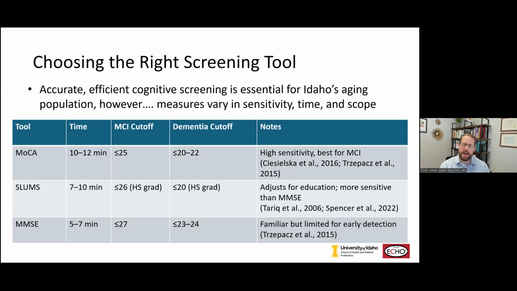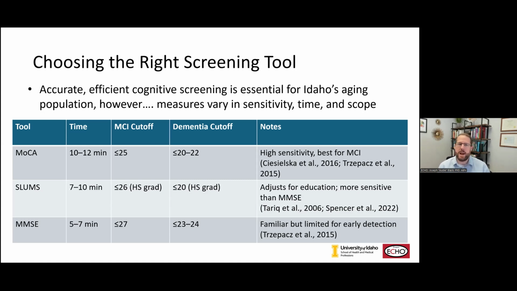The thing I want to highlight, and I realize you may not be able to choose which one you give because your institution may dictate that, but let's hypothetically say you're on an advisory committee for your institution, or you're in a practice where you have more control over which measure you give. We really want to understand that these tools are very different, and they have strengths and weaknesses. I'm going to start at the bottom with the MMSE, which is the most widely used cognitive screening tool in the world, or was.